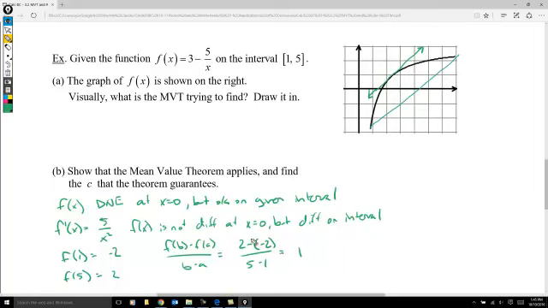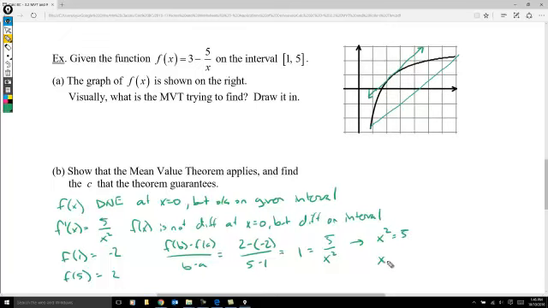All right, and so this is my average rate of change, and this is equal to my instantaneous rate of change, which is 5 over x squared. I already found that. So I'm setting my average rate of change equal to my derivative, and I just need to solve for x. So this one's pretty easy. Just multiply x squared over.